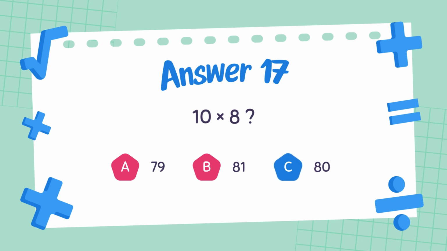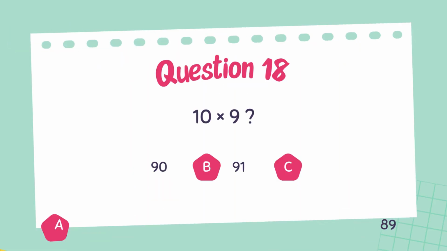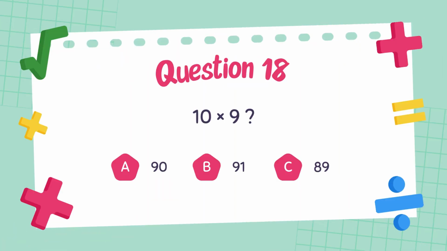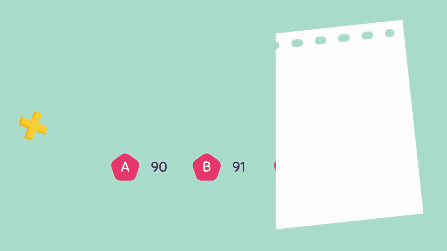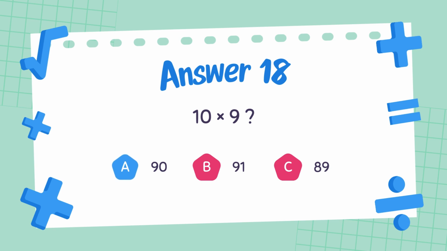You're doing great. Question 18. What is 10 times 9? Is it A, 90, B, 91, or C, 89? The answer is A, 90.